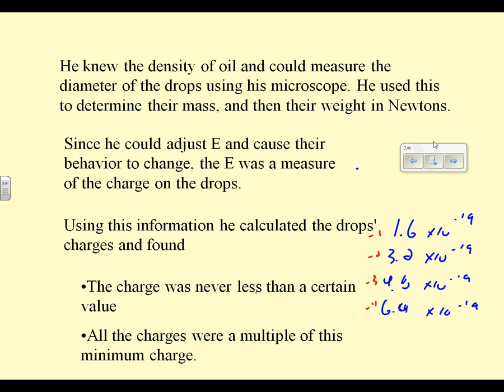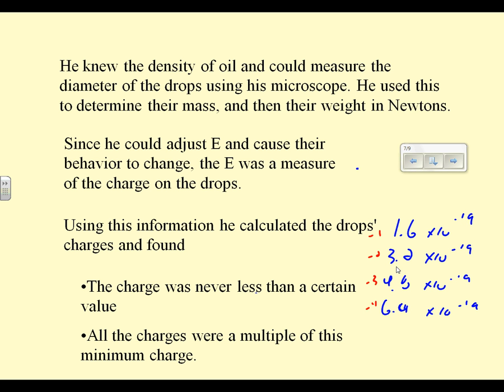He quite likely graphed all the charges that he found, drew a line of best fit, found the slope, and that was his value, just like we did in the gravity lab. Would he have gotten nice, beautiful, perfect numbers like that? No, of course not. So again, I'm simplifying things quite a bit. He found that the charge was never less than 1.6 times 10 to the minus 19, and that all of the charges were multiples of that.